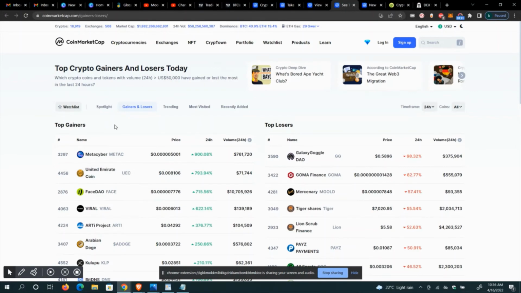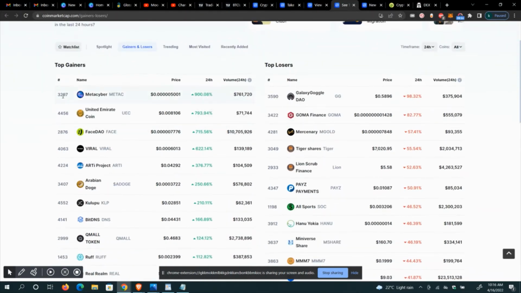So now this is on the top gainers and the top losers. You can imagine this coin was among the top gainers in the last 24 hours. It did 900%. Can you imagine? 900%, and the volume it raised was $761,000. Another one, this United Arab coin: this is the price at which the coin is being sold, this is the percentage it did in the past 24 hours, and this is the volume they raised.